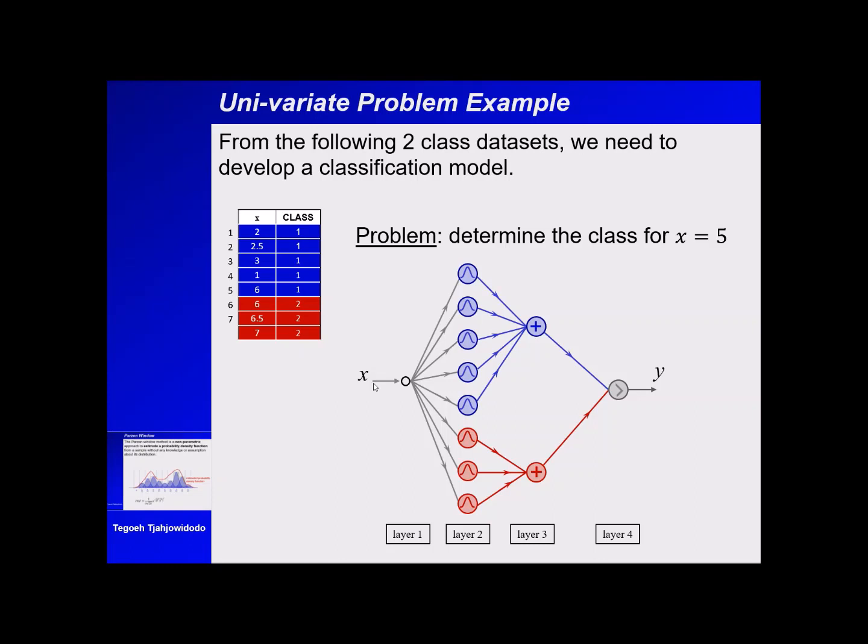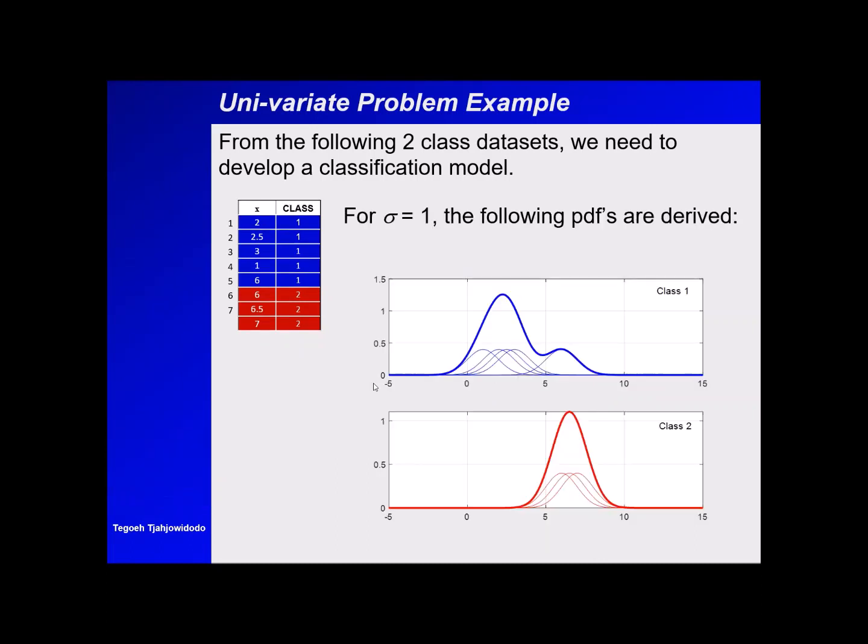Let's try to evaluate this problem using PNN step by step for this example. I just choose a certain sigma. For simplicity, I will just choose sigma equal to 1. We will see later on whether sigma equal to 1 is too large or too small. We will check it later on, but for the time being, let's just choose sigma equal to 1.